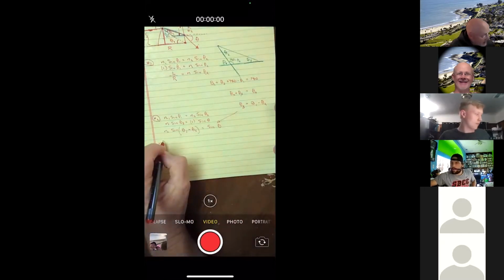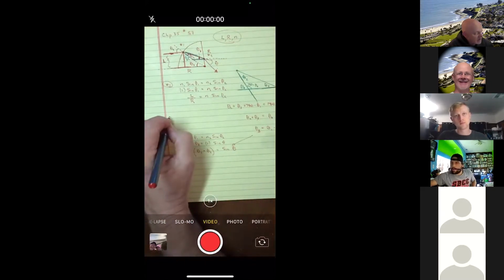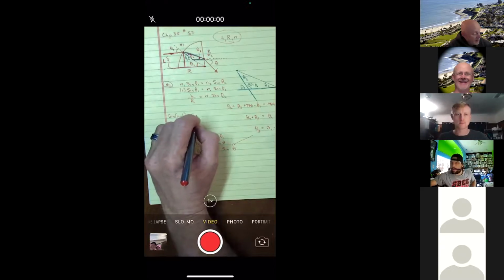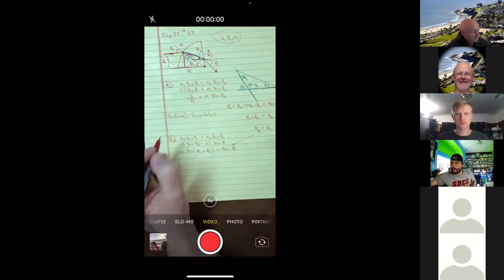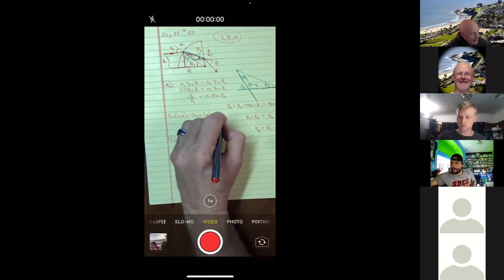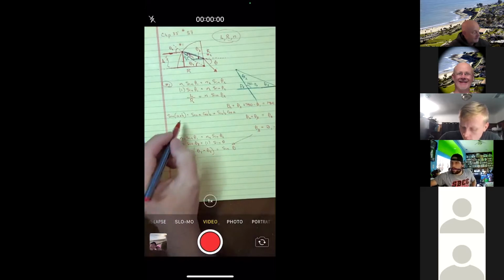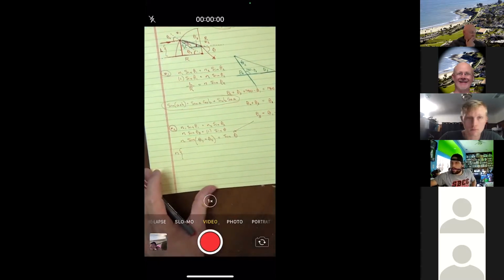But in this case, I need to remember my trig identity. So let me just think this through. Sine of a plus b is the sine of a times the cosine of b plus the sine of b times cosine of a. Let me just ponder that. I'm pretty sure I'm remembering that right before I go to Appendix B.